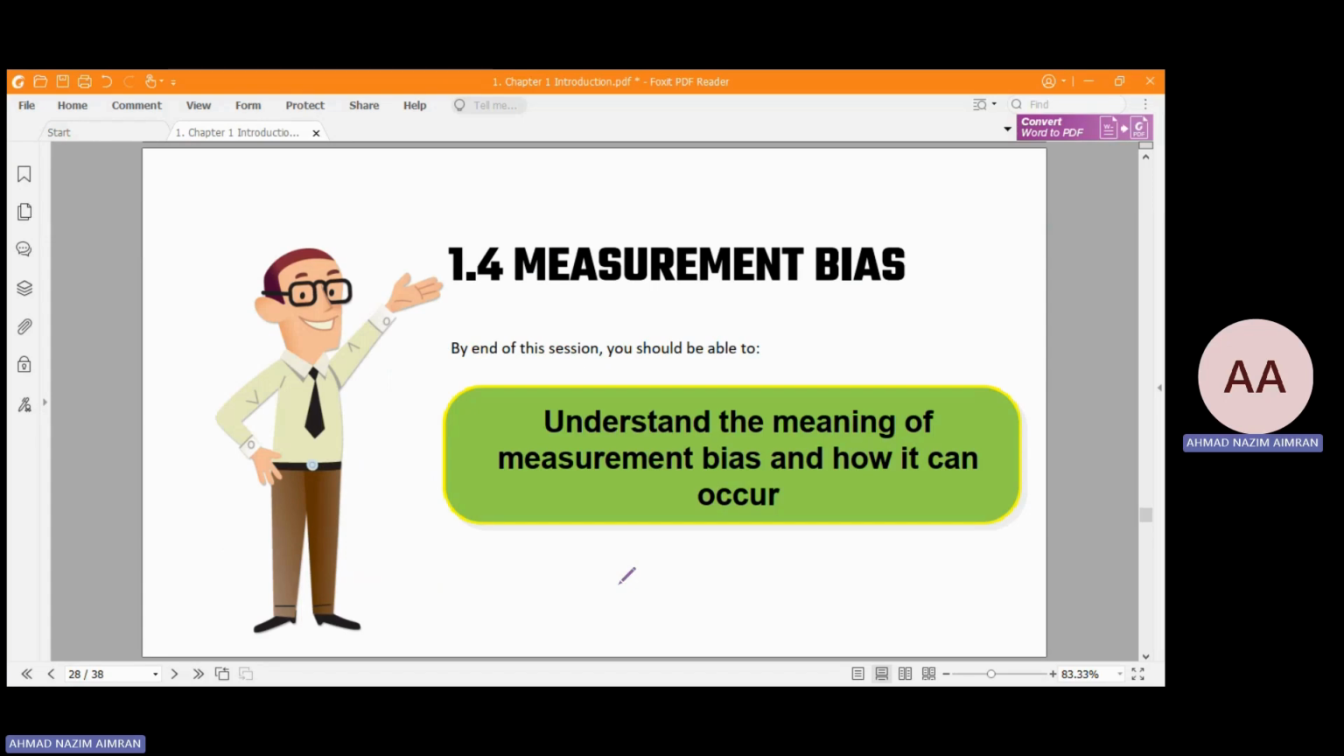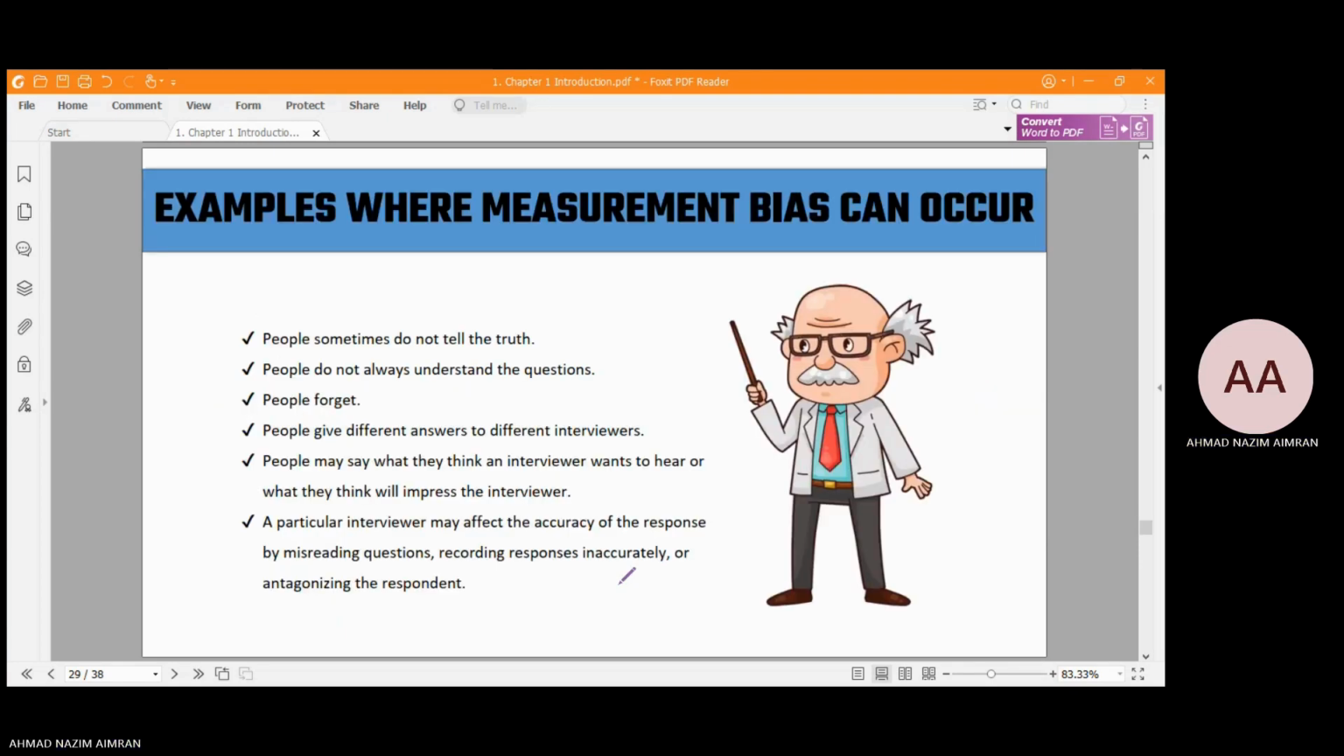And next is on measurement bias, 1.4. By the end of this session, you should be able to understand the meaning of measurement bias and how it can occur. Okay, now let's look at measurement bias. These are examples of where measurement bias can occur. And let's look at the first one.